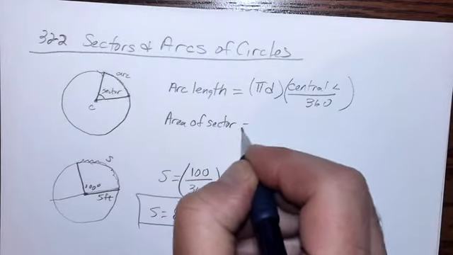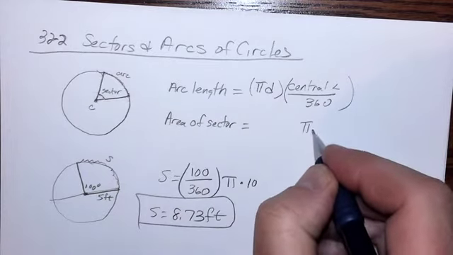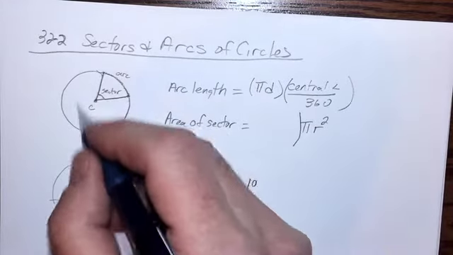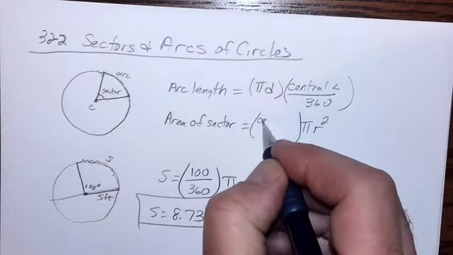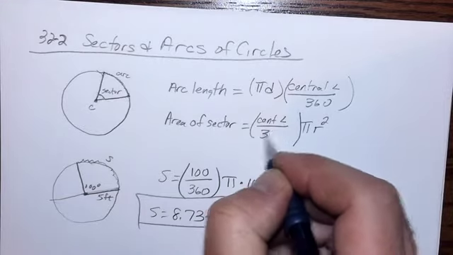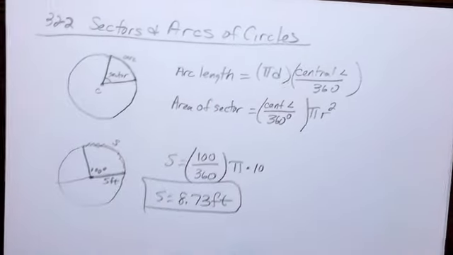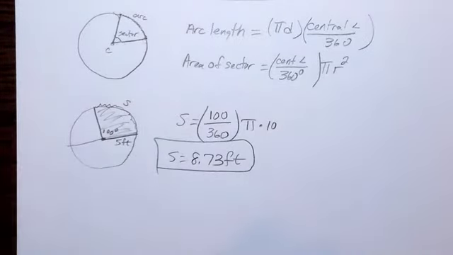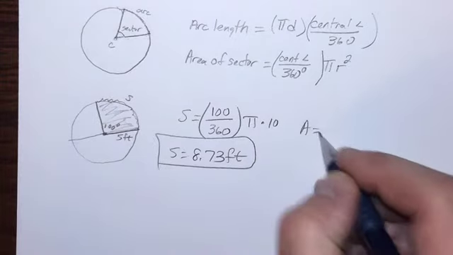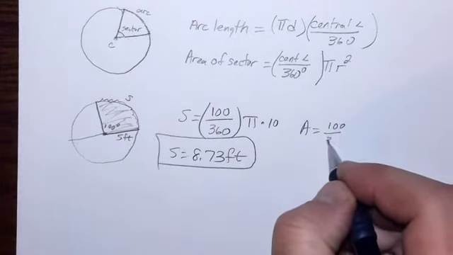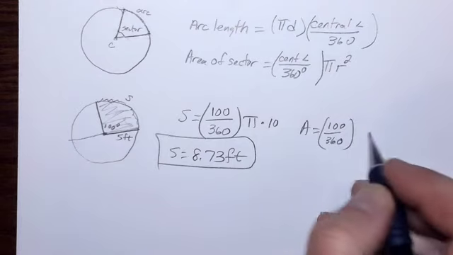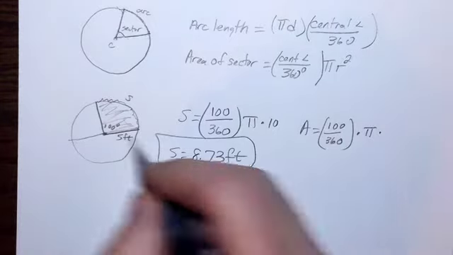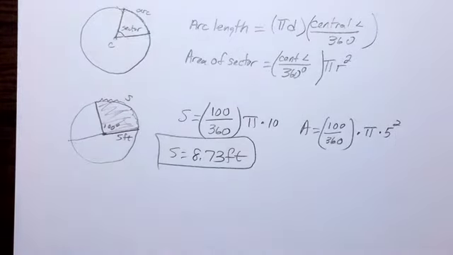All right, for the area of a sector, it's basically the same idea. It's the area of the circle, pi r squared, but again, we're only doing a fraction of it, and the fraction that we're doing is the central angle divided by 360, whatever that is. So if I wanted to find what the area of this sector was right here, the area is going to be 100 over 360 times pi times r squared. The radius was 5, so 5 squared.